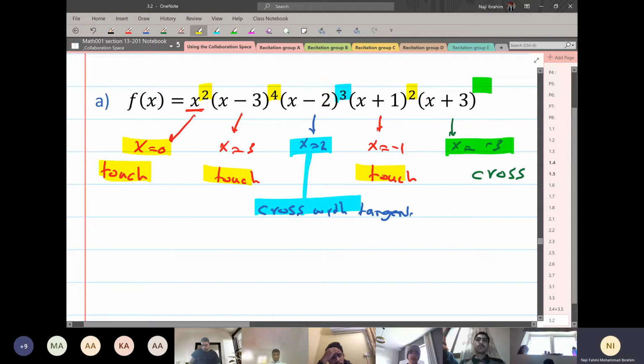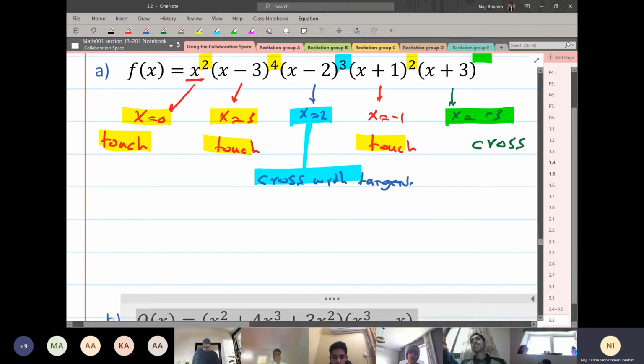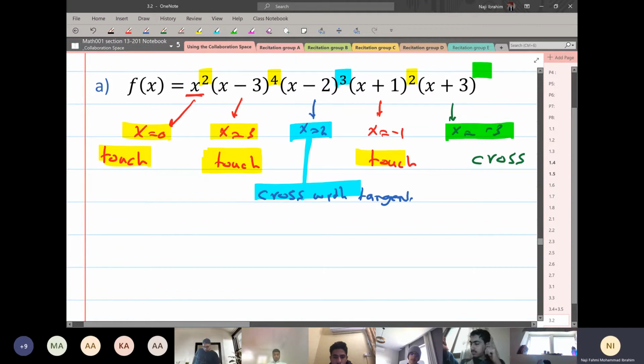In the second bracket, guys, what's the zero in the second bracket? 3. The zero is 3. What's the power of the bracket now? Even. It's 4, and 4 is even. This means touch. It will make a touch.